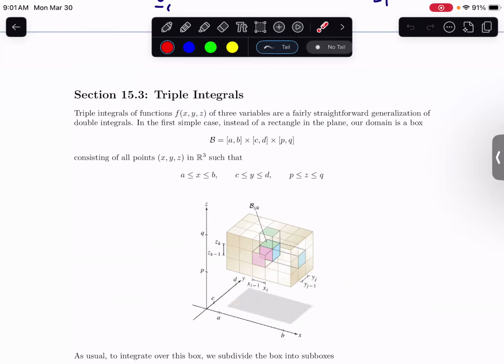Okay, so we're going to do triple integrals. Does anyone need the notes from last week at all? Yeah, there's only two more problems that we have to do.